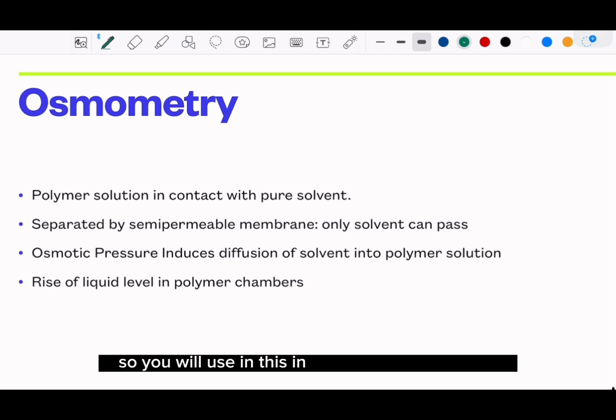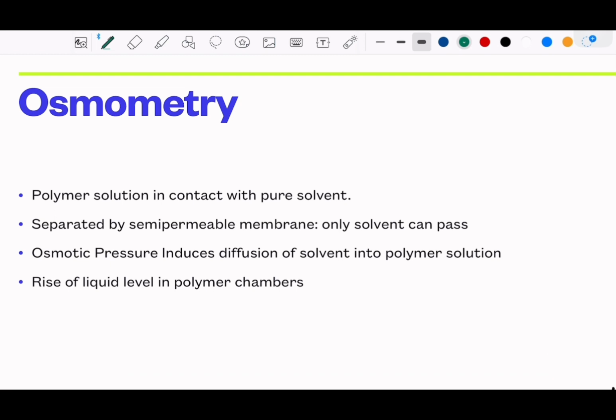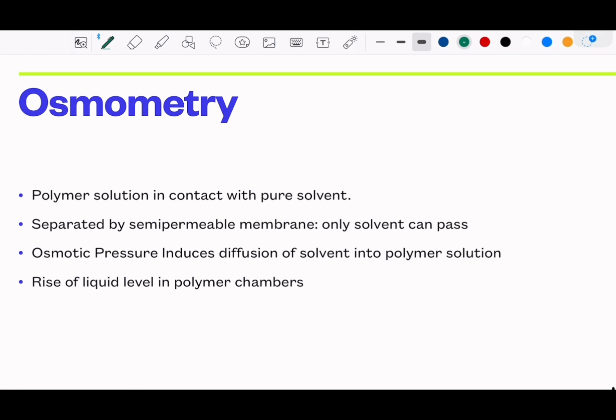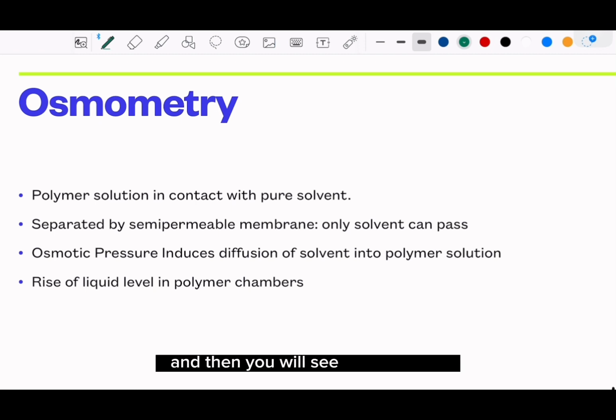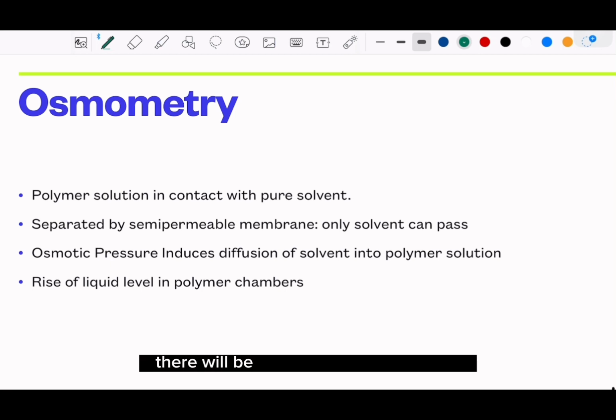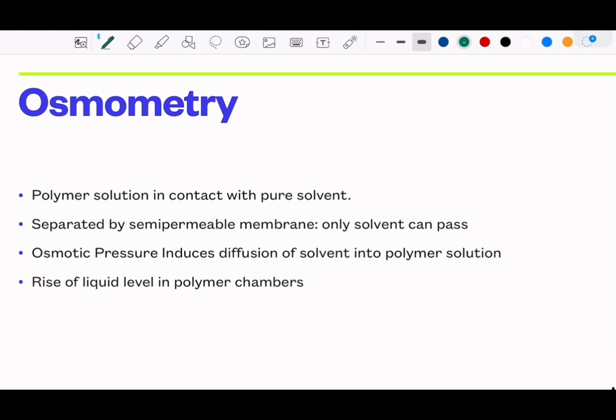You will use them in one equipment, and the solutions will be separated by the membrane. The idea is that only solvent can pass the membrane. And then you will see that we have some pressure inside the chamber, and we will see there will be some difference in height, and I will give you the picture on the new page.